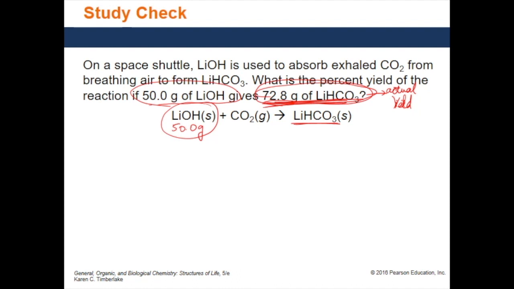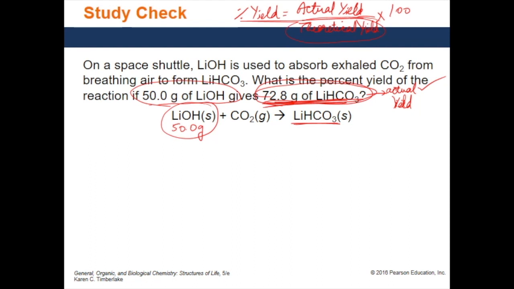To get percent yield, we know there's only one formula, which is percent yield is actual yield divided by theoretical yield times 100. So we have to solve here. Actual yield is given. We need theoretical yield. If I know theoretical, I can solve for this. So first thing we'll do is solve for theoretical yield. Theoretical yield is based on stoichiometry.